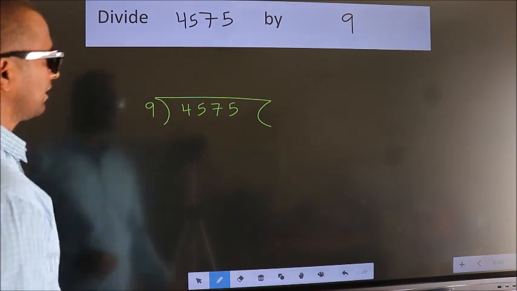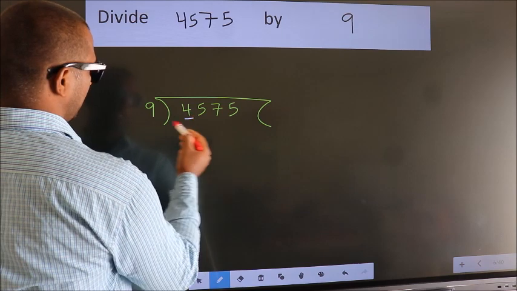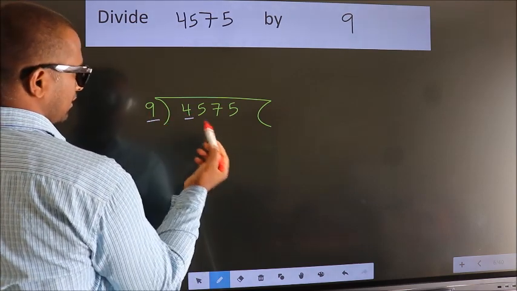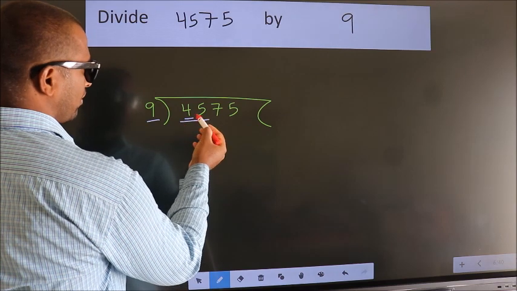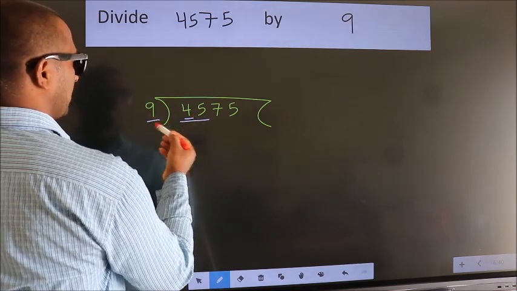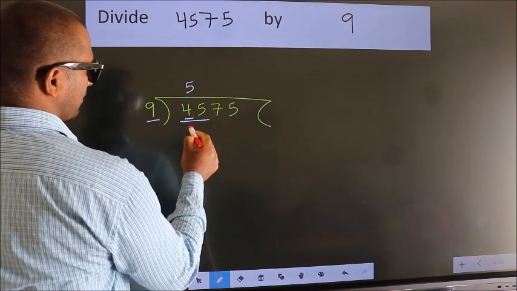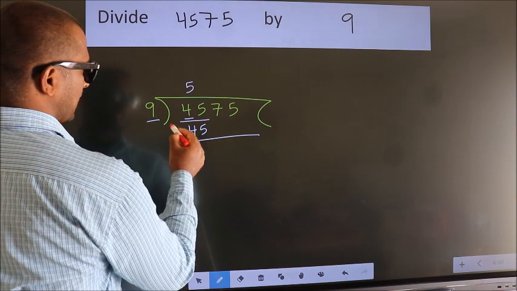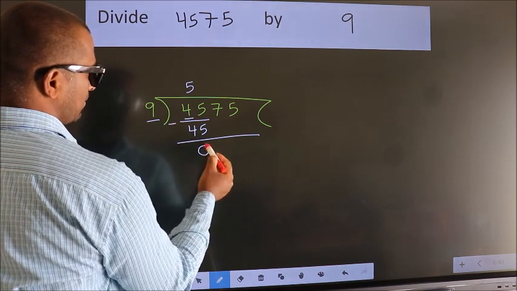Next, here we have 4, here 9. 4 is smaller than 9, so we should take two numbers, 45. When do we get 45? In the 9 table, 9 fives are 45. Now we should subtract, and we get 0.